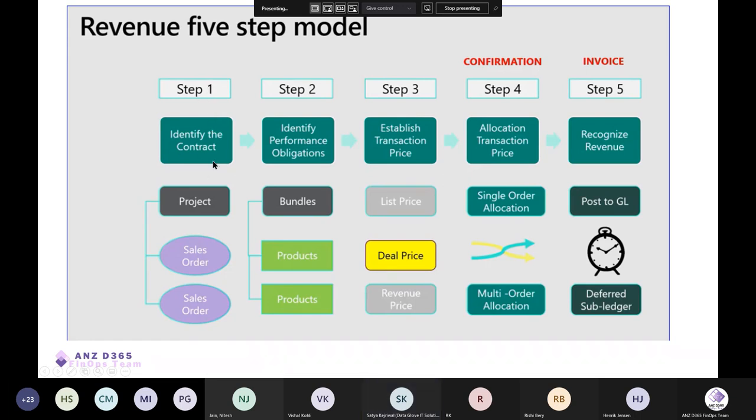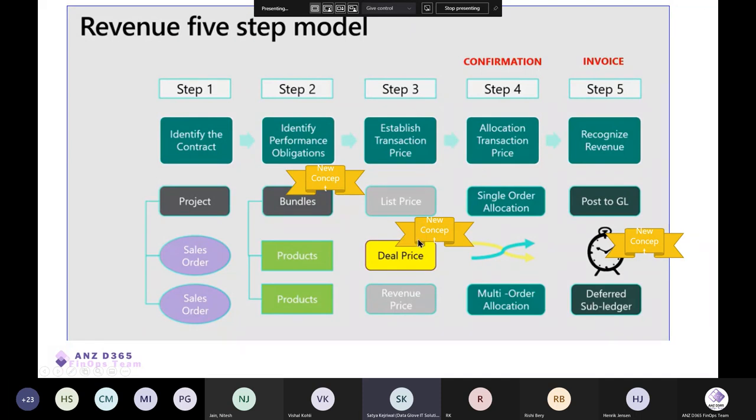Step one, identify the contract. Contract means you create the sales order. That's my contract with the customer. Identify performance obligation: I add the products in the sales order. That's my performance obligation, products and services. And you can see here, this bundle is a new concept. Many people may not be aware of this bundle concept. You can create a bundle and attach multiple products within that bundle, and each item can have its own price.